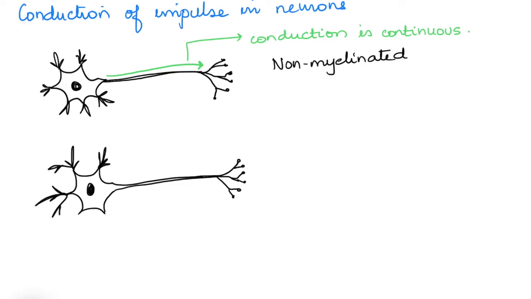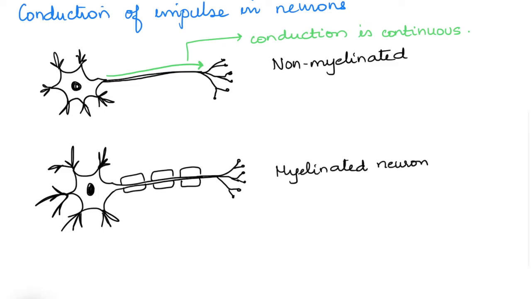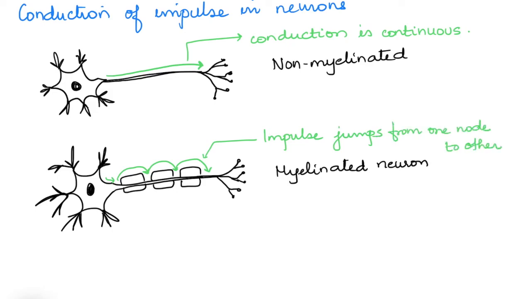So here the axons show the presence of Schwann cells with the covering of the myelin sheath. These myelin sheaths have gaps in between, which are the nodes of Ranvier. So the impulse in this case moves from one node of Ranvier to the other one, and this type of conduction of nerve impulse is called saltatory conduction.